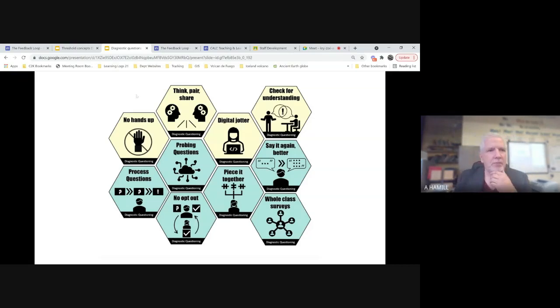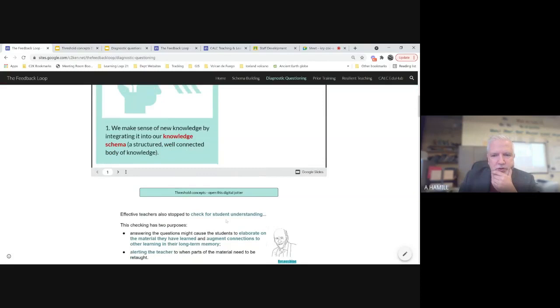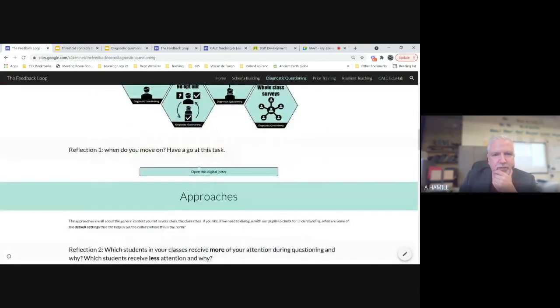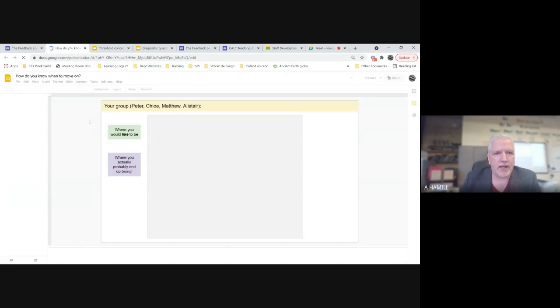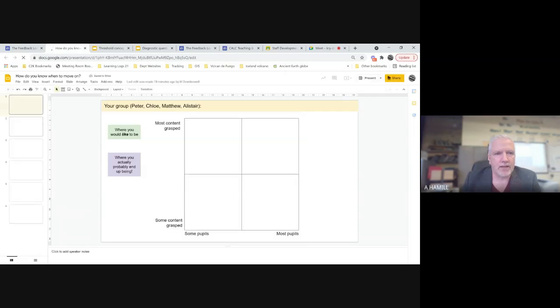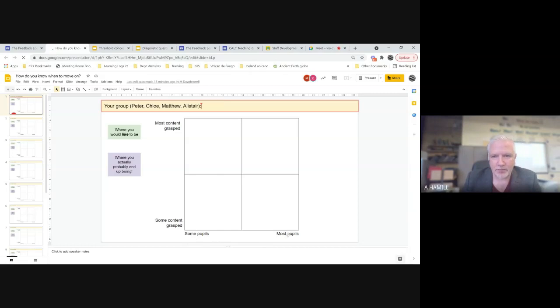So that brings us then to the next little task that we're going to do within our groups, which is down in this little button here. Open this digital jotter. I'll take a few moments to talk to you about this and then I'm going to move forward. How do you know when to move on? So we've got a 2x2 grid here. Along the bottom is the number of pupils. Up the left here, we have got the degree of understanding. And we've got 2 little boxes that you can drag around.